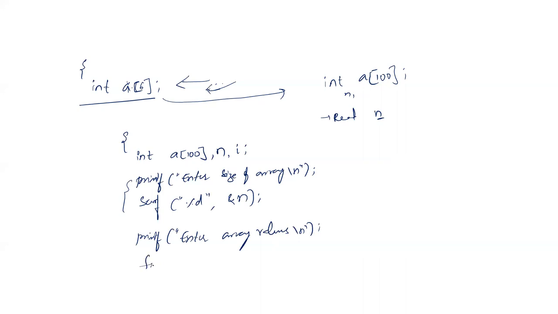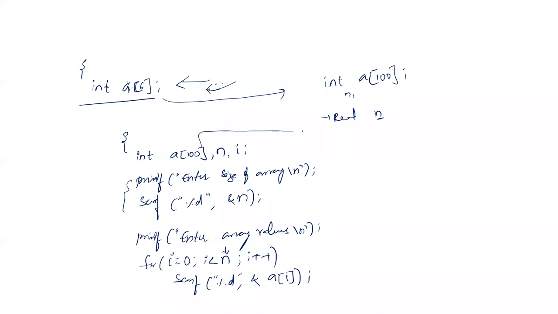So how do we read the array values using a for loop? i equal to 0, i less than n. So what is the size here? We have declared n. So i plus plus, and scanf percent d, ampersand a of i. Only the size which I have mentioned here, that size will be read into the array. The remaining will not be.